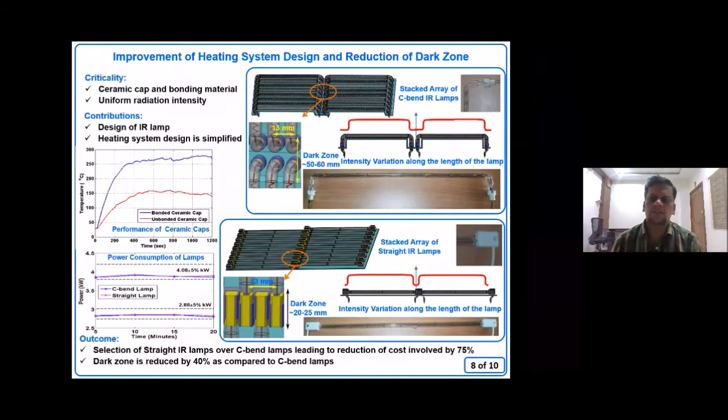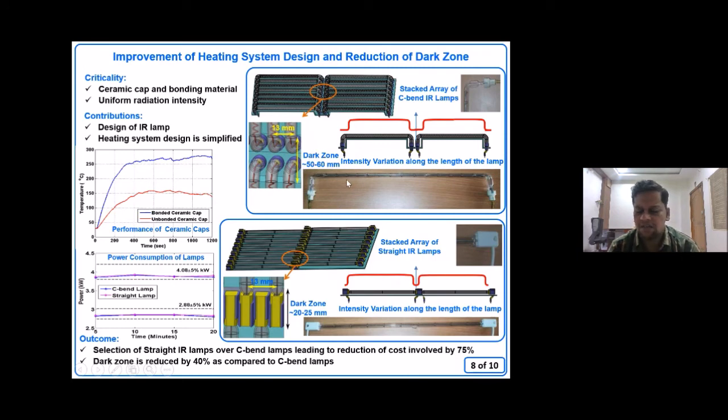Now, another thing we have developed very recently is this. Whenever I assemble heaters one over the other with C-band clamps, from here to this end I am getting almost uniform heat flux distribution, but from one end to the other there may be a dip in the heat flux. This we call the dark zone. This dark zone for C-band lamps is almost 50 to 60 mm.